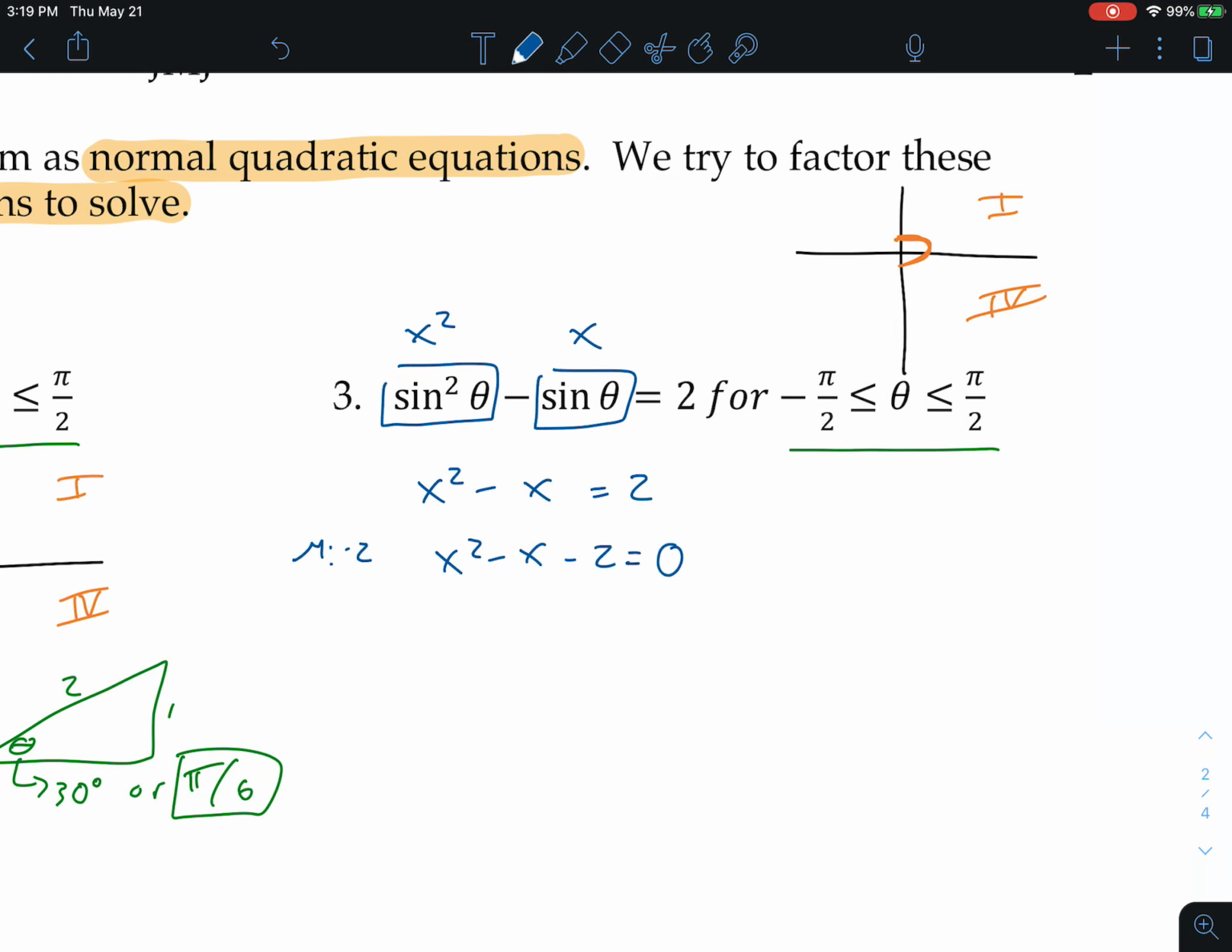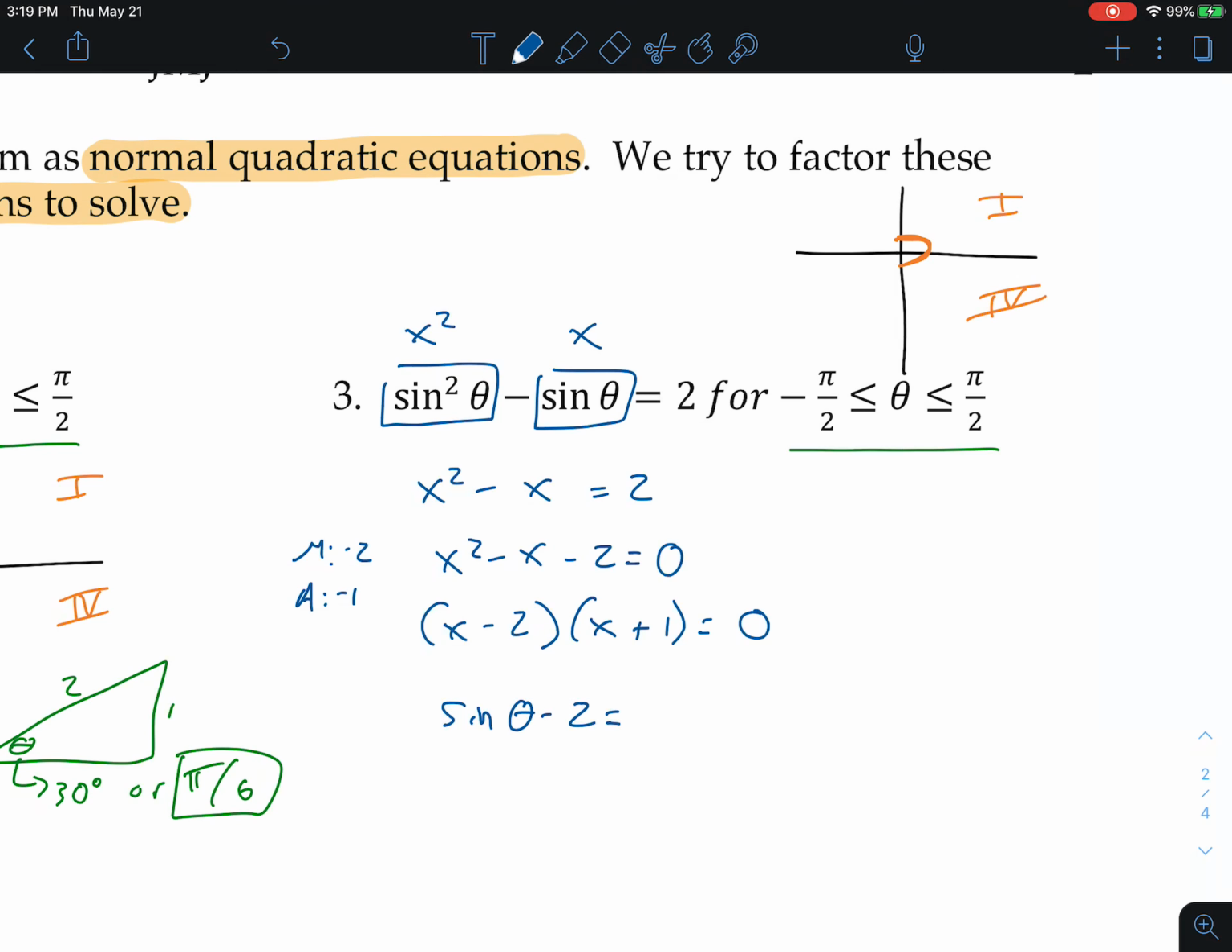Two numbers that multiply to negative 2 and add to negative 1. X minus 2, X plus 1 is equal to 0. Very nice. There was no a value, so I didn't have to do my longer, splitting it up AC method. I'm kind of able to just jump down to this. Okay, so now, very simple.